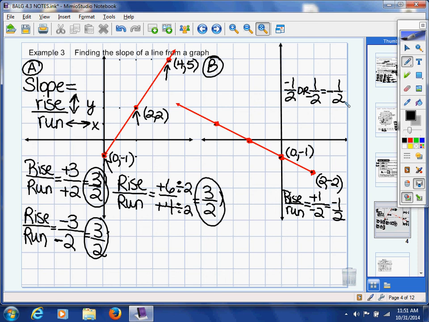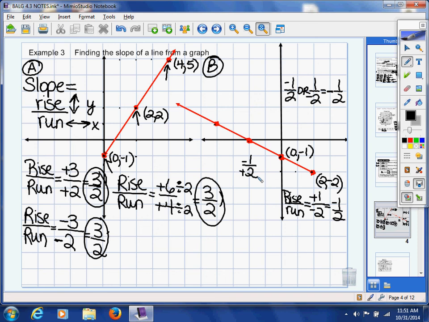Okay, now just for your sake, I'd like to show you how to go from (0, -1) down to (2, -2). So I'm going to start at (0, -1). I'm going to go down 1, so that's -1. And then from here, I'm going to go right 2. That's +2. Do you see how the fraction is still -1/2? It doesn't matter if I start at the higher point and come down to the lower point, or go from the lower point up to the higher point. I'm going to get the same slope.